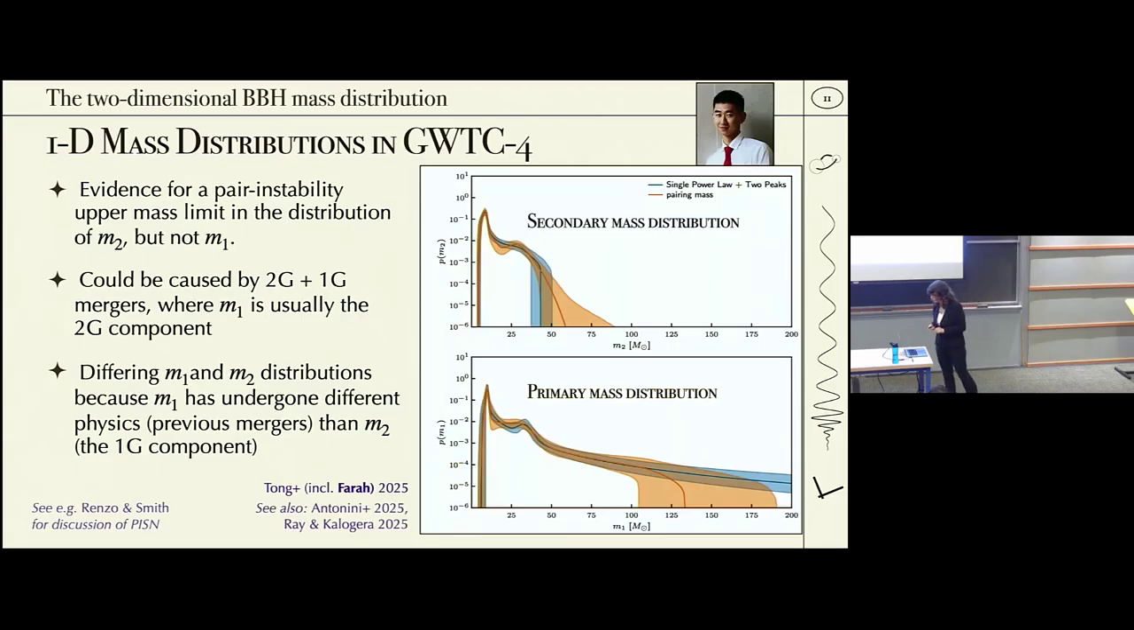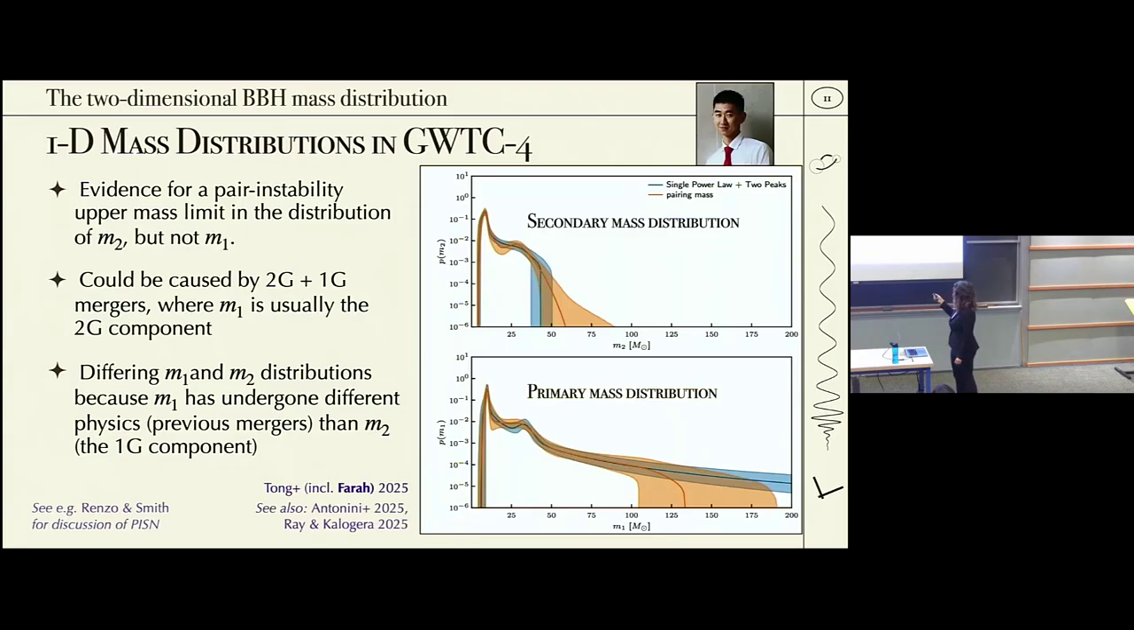And these two distributions are clearly different. The secondary and primary mass distributions don't look the same, even by eye. In particular, there's this drop-off in the merger rate in the secondary mass distribution between 40 and 50 solar masses, whereas in the primary mass distribution, it extends out to over 100 solar masses.